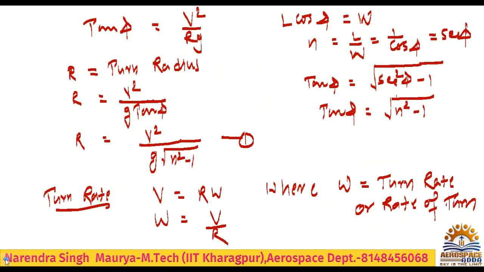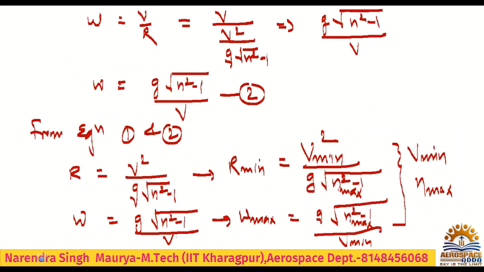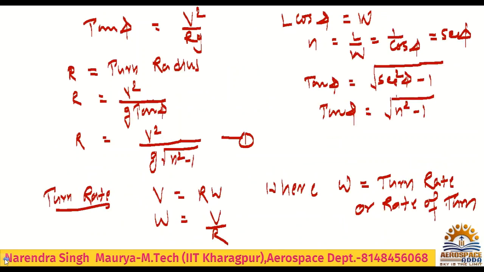I hope you understood, because this was the complete derivation. I had not given the direct formula, I thought to derive this. But in examination you need to remember this formula, okay guys? So what is the common thing you got? Minimum velocity, maximum load factor.